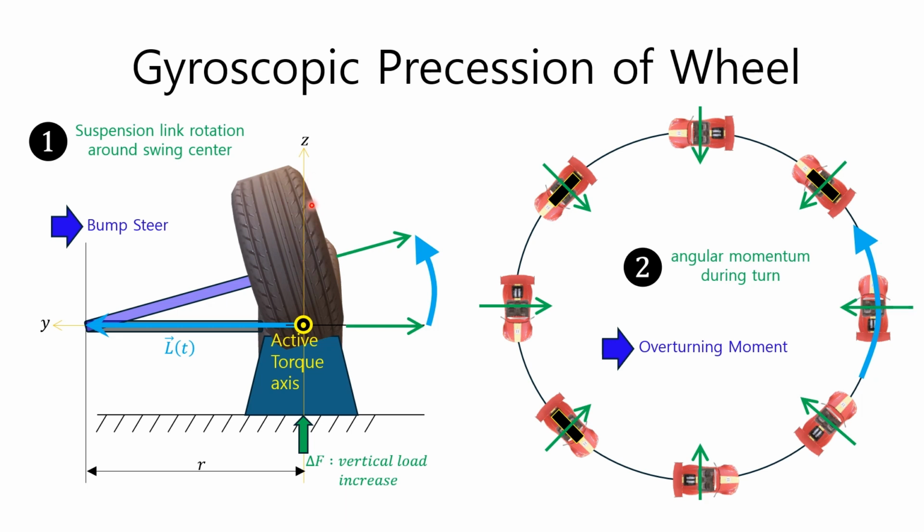On the other hand, when the vehicle turns, the direction of the angular momentum axis of all rotating vehicle parts constantly changes around the z-axis. When the direction of the angular momentum axis of the wheel changes around the z-axis, the precession movement of the wheel occurs in the direction of rotation outward around the x-axis. This causes an overturning moment at the wheel and tire. These two phenomena can be analyzed separately because both the cause and the effect occur in different degrees of freedom. Let's analyze them in detail to see why these phenomena occur.